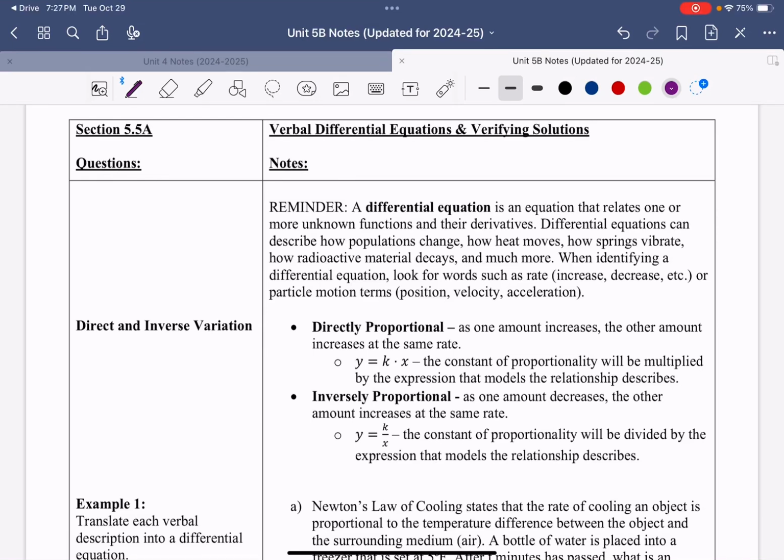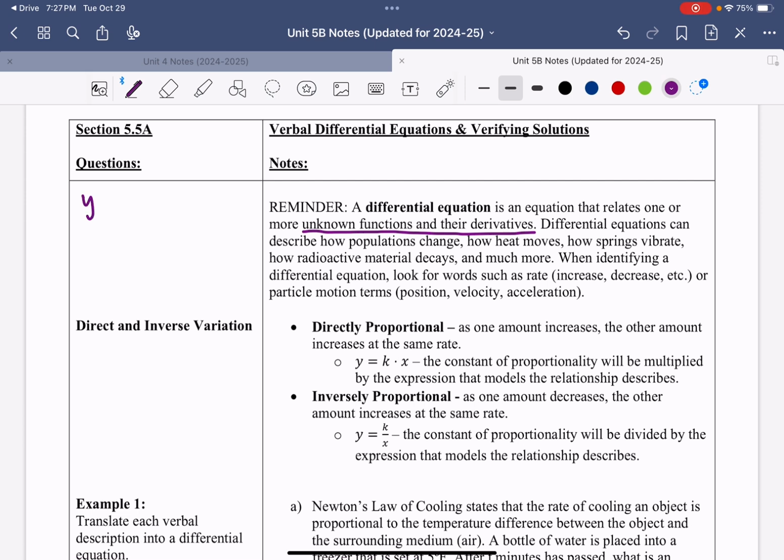Hey everyone, in this video we're going to talk about section 5.5a, which is about verbal differential equations and verifying solutions. As a reminder, a differential equation is an equation that relates one or more unknown functions and their derivatives together.